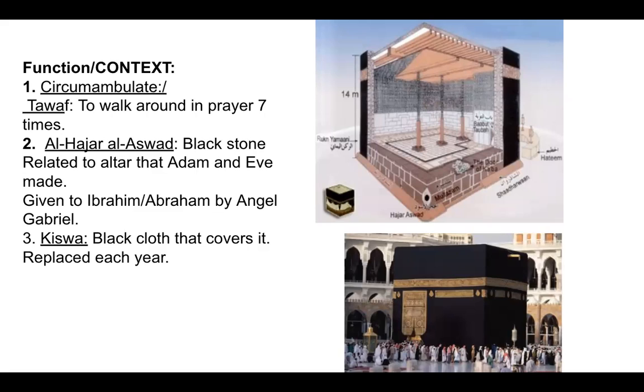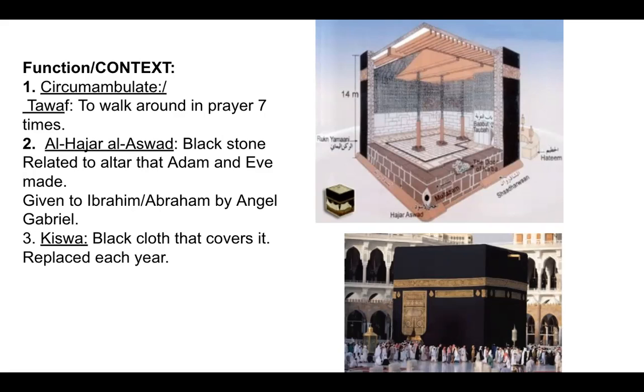When they circle around it, they want to come up close to it and touch the black stone. There's a black stone on the corner here that's connected to an altar that Adam and Eve made. We have a lot of garden imagery in Islamic art, and that's connected to paradise of Adam and Eve. The black stone was supposedly given to Abraham by the archangel Gabriel.